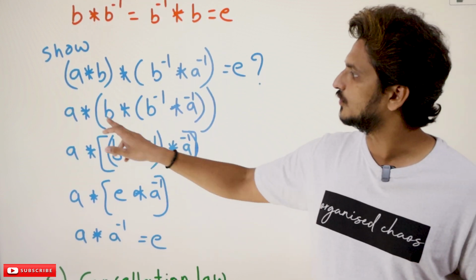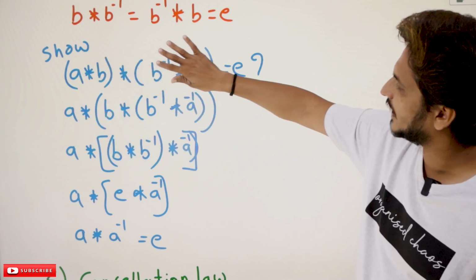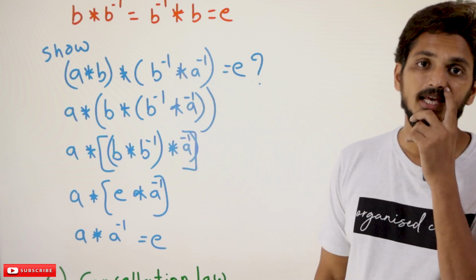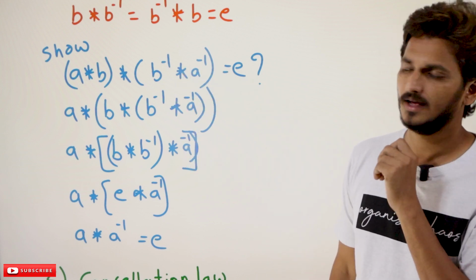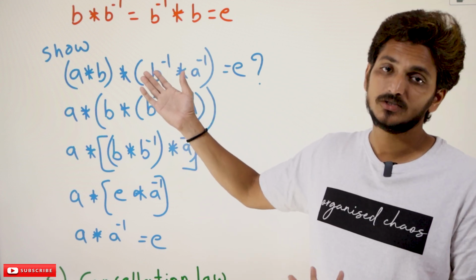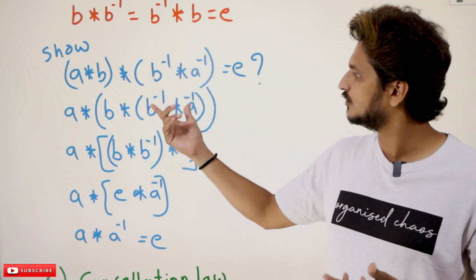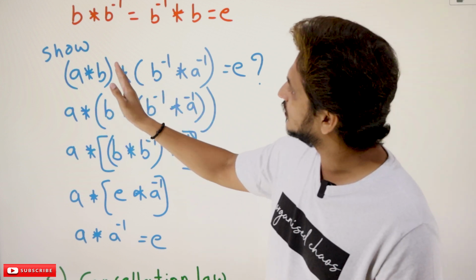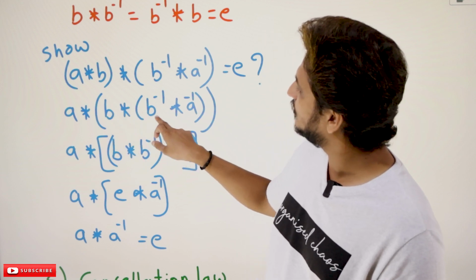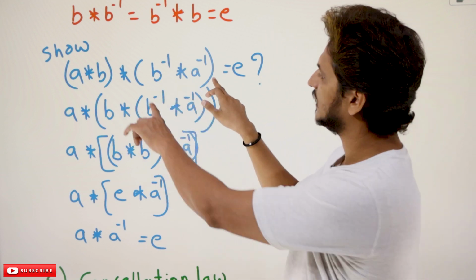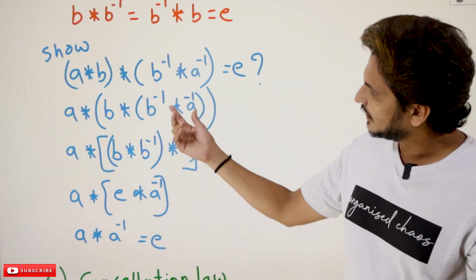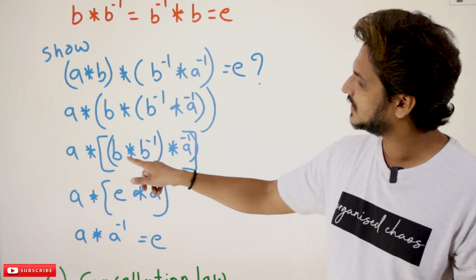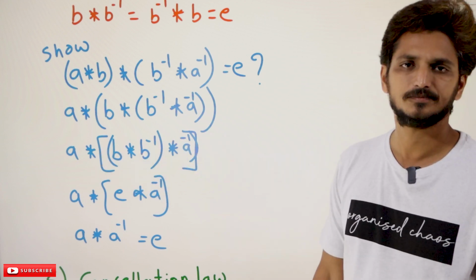So that is what we are going to do. So from this, we take the right hand side and show it as, take the left hand side and show it as E. E means identity element. Now this group is going to satisfy associative law. These brackets can be placed in any way. So now we are taking B star B inverse star A inverse as one bracket. So from this again you apply B star B inverse as one bracket. A star B inverse star A inverse.